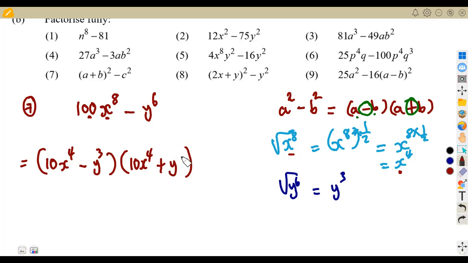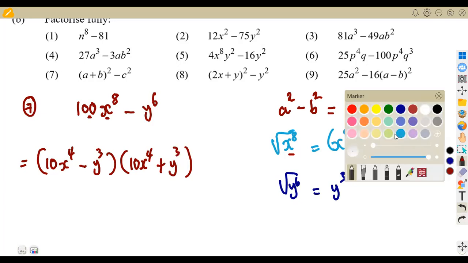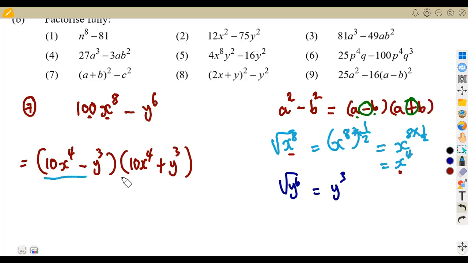All right. So you are supposed also to check your answers. Sometimes, after factorizing this, you will see that there's also another difference of two squares. You have to factorize again. But here, if we check, 10 is not a perfect square, we can't determine its square root. y to the exponent of 3 is not a perfect square, so that means we do not have a difference of two squares in our final answer, right? So we are done with this case.